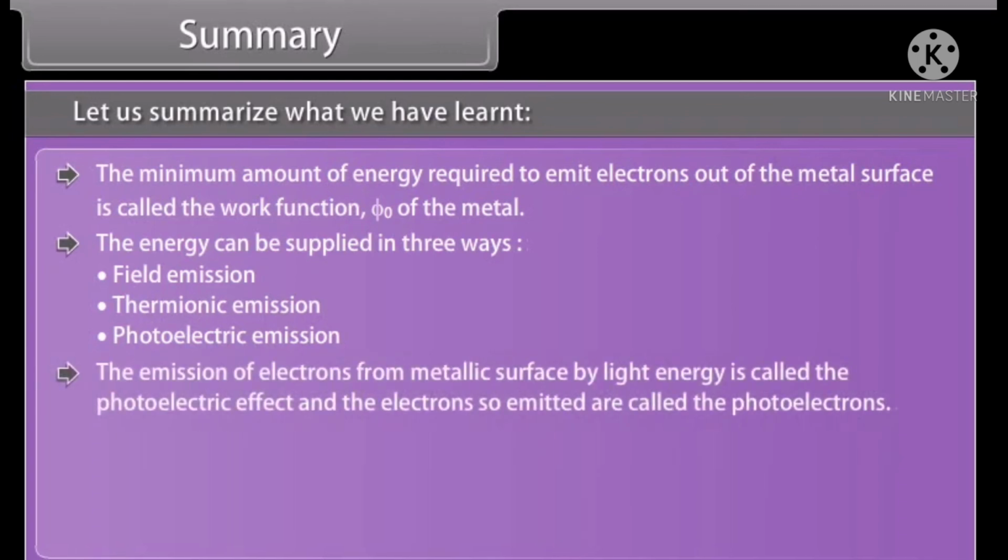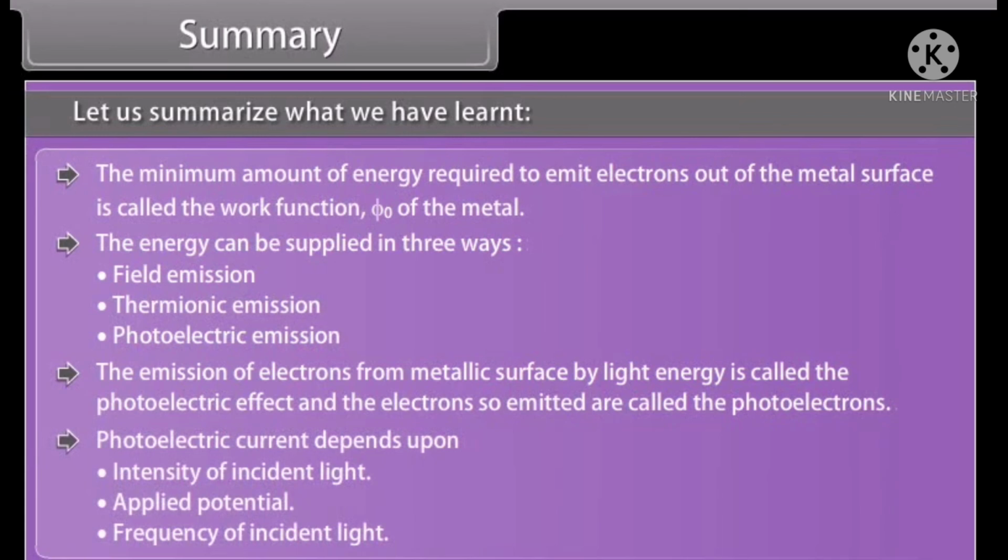The emission of electrons from metallic surface by light energy is called the photoelectric effect, and the electrons so emitted are called the photoelectrons. Photoelectric current depends upon intensity of incident light, applied potential, frequency of incident light.